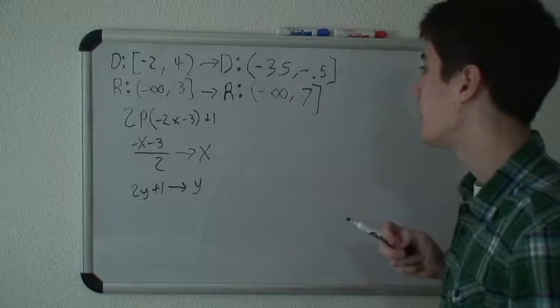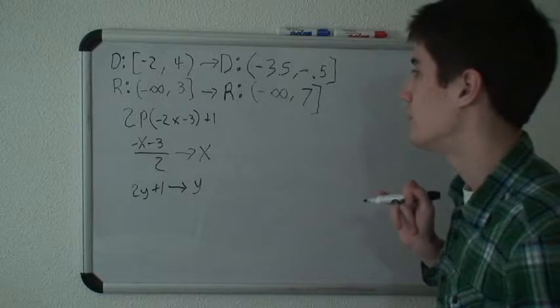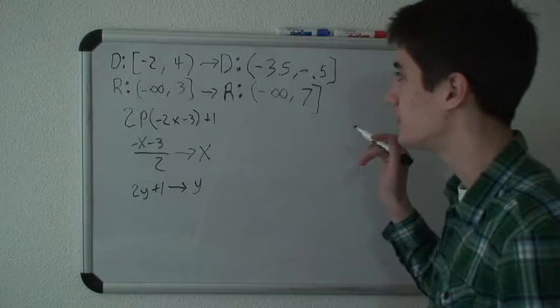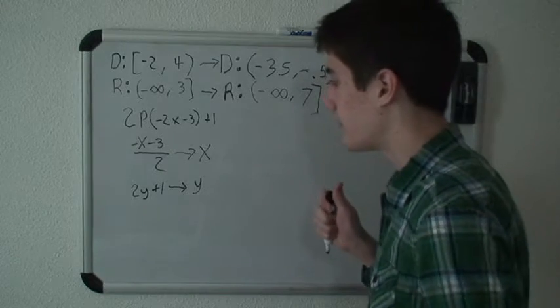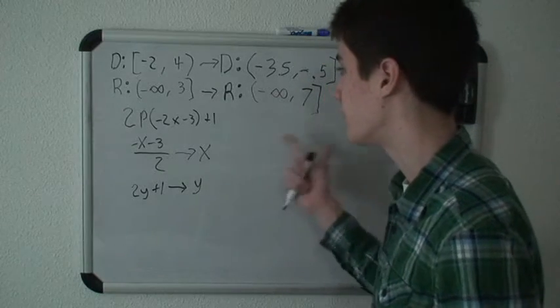So those are our new domains and ranges and bounds, whatever you want to call them. And that's what happens to all of our values.